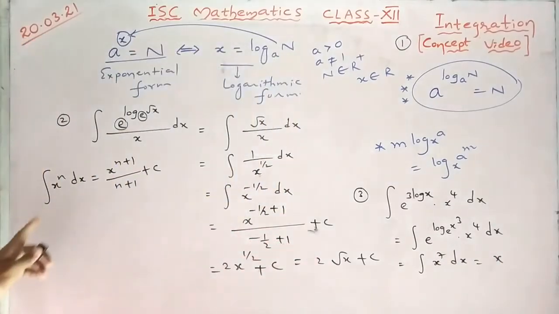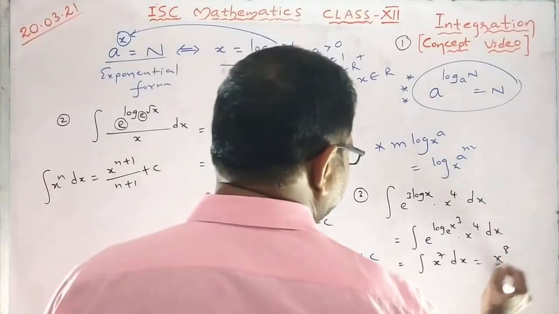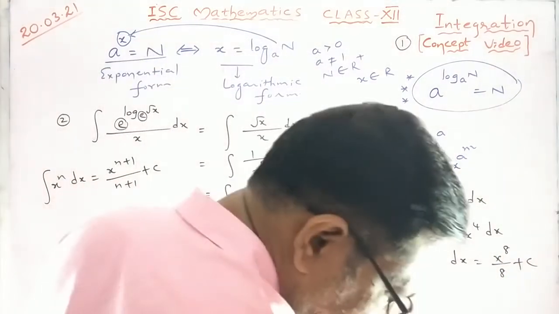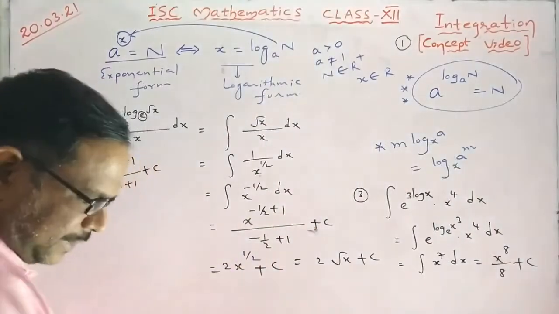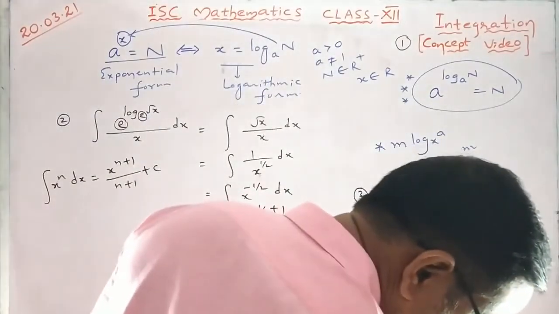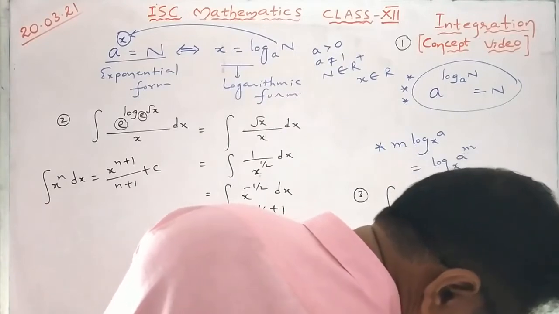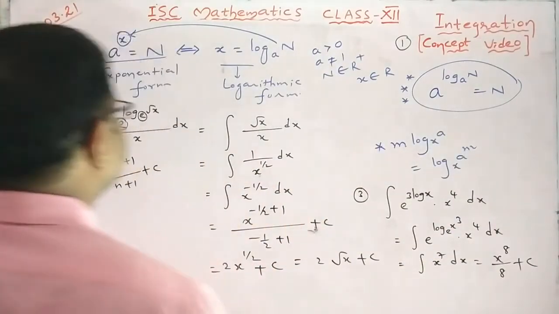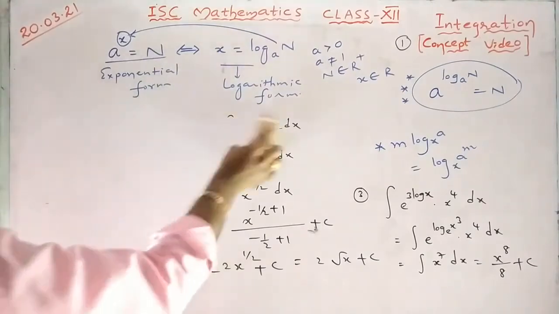It looks like integral x power n dx, that is x power n plus 1 by n plus 1, 8 by 8 plus c. So x power 8 by 8 plus c. That is the formula. Now by using this, some more we will see.